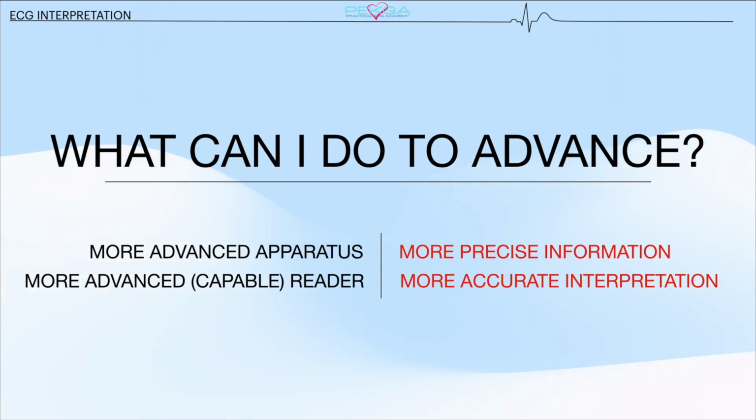At an intermediate level, you're able to react upon an ECG. At an advanced level, you'll be able to recognize some pretty intricate stuff, and you'll have a multidisciplinary approach. So either you know how to read an ECG, and you can talk with the person next to you about what's going on, or you don't. It's really that simple. Okay, so what can you do to advance, right? The more advanced the apparatus, the more precise the information, the more advanced the reader, the more accurate the interpretation. What can you do to advance?